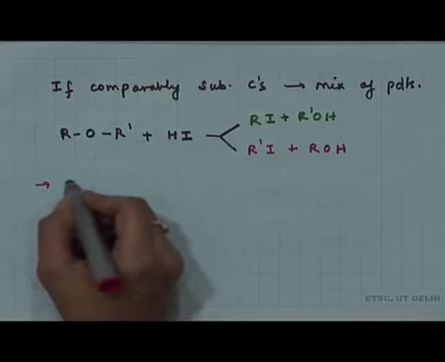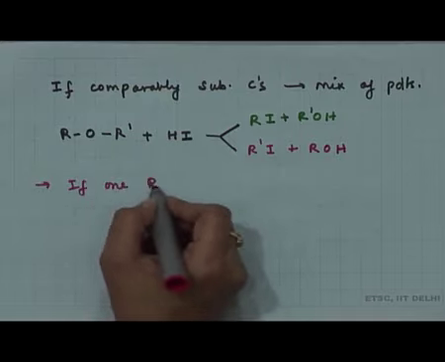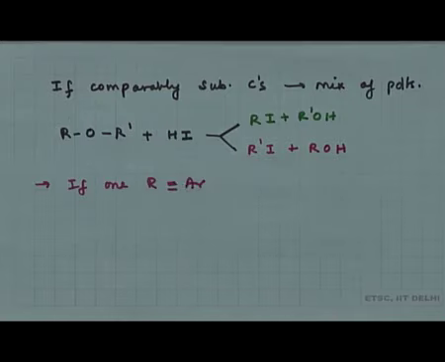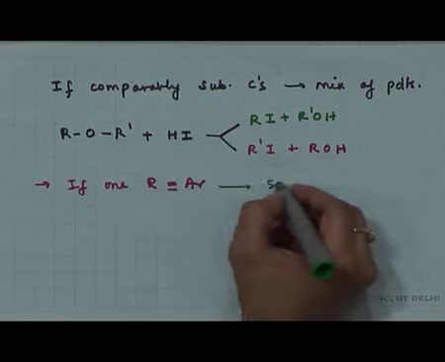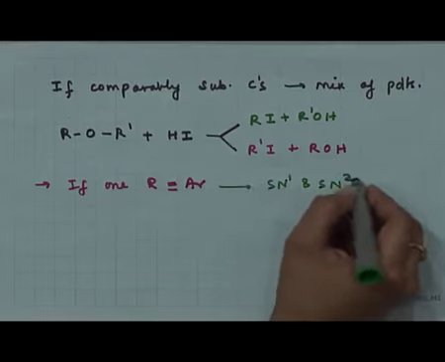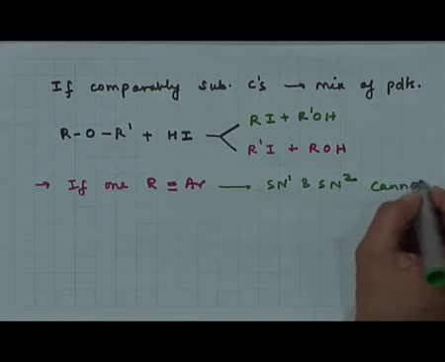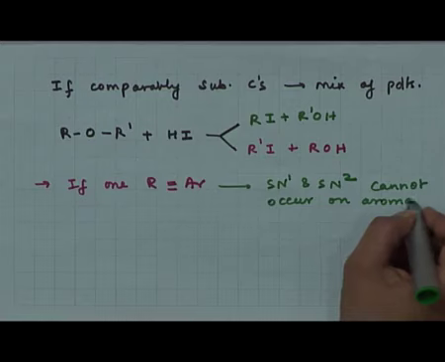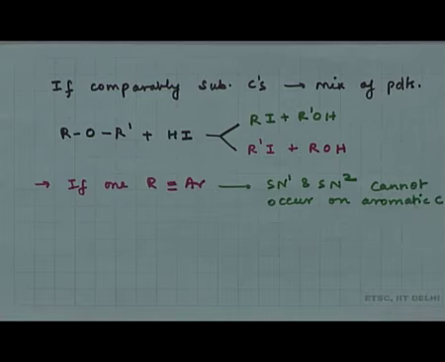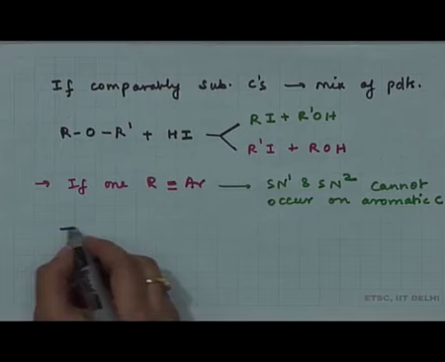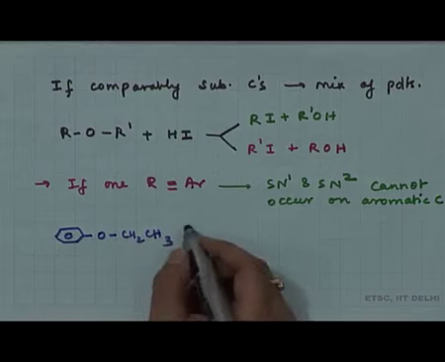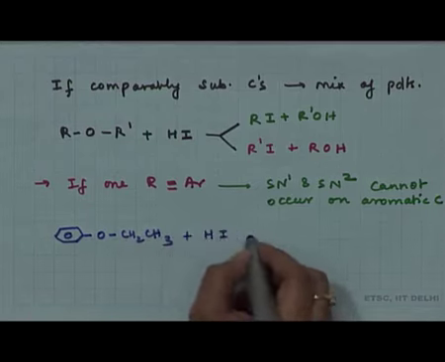And if one of your R's is an aryl group, what will happen? If it is an aryl group, you can imagine that both SN1 and SN2 cannot occur on the aromatic carbon. SN2 cannot occur on aromatic carbon, and even SN1 cannot occur on aromatic carbon. You can see here that if it is this molecule phenetole, ethyl phenyl ether, and you try to cleave it with HI.